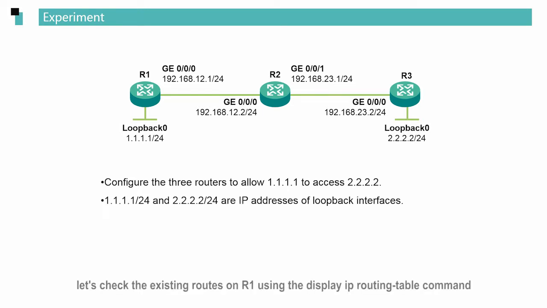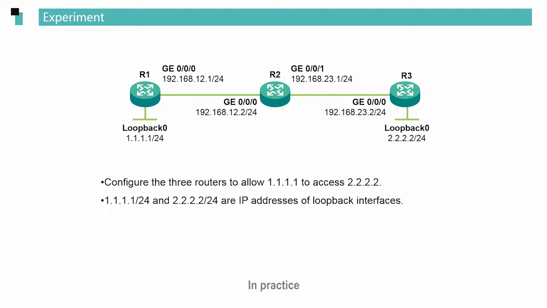First, let's check the existing routes on R1 using the display IP routing table command. The routing table shows many routes, including dynamic ones. To view only static routes, run the display IP routing table protocol static command. The command output shows that R1 already has 2 static routes. If we configure one more, R1 will have 3 static routes. In practice, R1 does not necessarily need so many static routes.